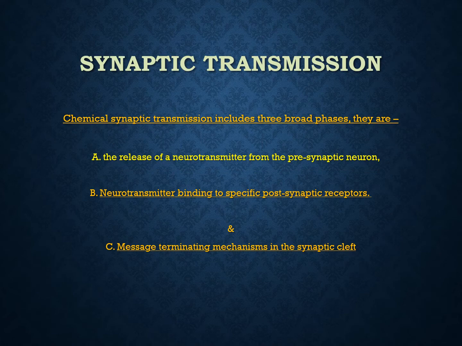Synaptic transmission, especially if we focus on chemical synaptic transmission, includes three broad phases. The first is the release of a neurotransmitter from the presynaptic neuron, which we have already discussed in our previous presentation. The last two phases are neurotransmitter binding to specific postsynaptic receptors and the message terminating mechanisms in the synaptic cleft. These two will be covered in today's presentation.